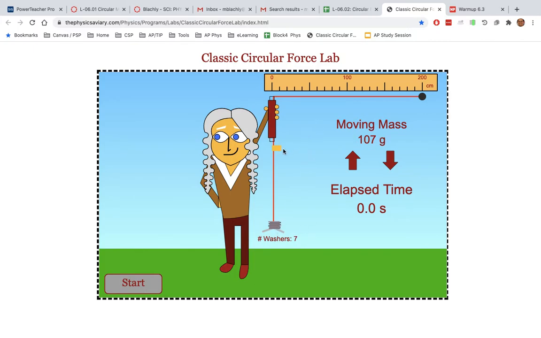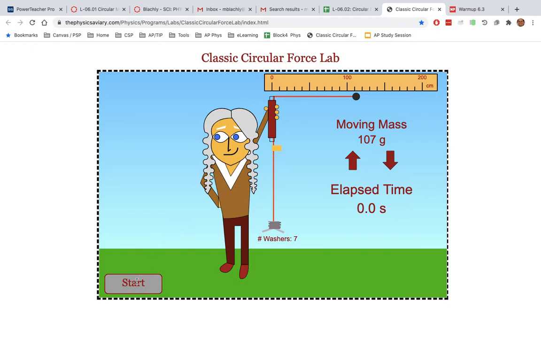And then you'll need to change the length by clicking on this tape right here, somewhere between 100 and 200. So right about there is good. So here's 100. That's 1 meter. There's 1.1. So this is probably like 1.12 or 1.13 meters right there. Okay? You're going to set that up.